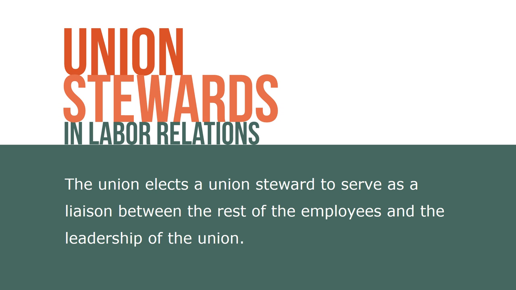After a local union is organized at an organization, the union elects a union steward to serve as a liaison between the rest of the employees and the leadership of the union. The union steward is an employee of the company who serves the role voluntarily. Typically, the formal agreement between the union and the employer will specify the role of a union steward, including the amount of work time the steward can spend on union activities.